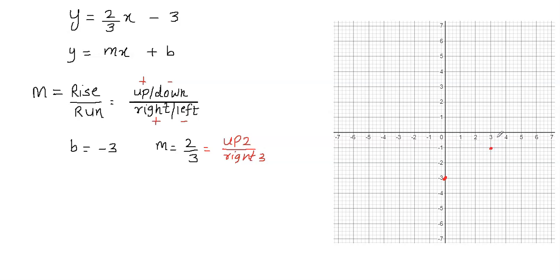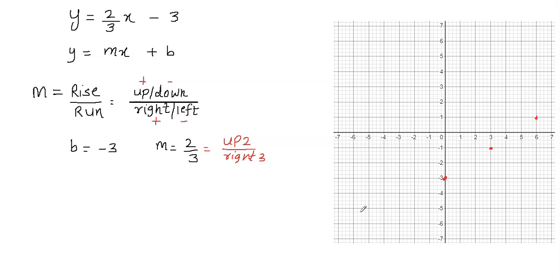And we can keep repeating this process to plot a few more points on the graph. So let's do that. Again, going up 2, to the right 3. So 1, 2, 1, 2, 3. I got another point, and I cannot go beyond this point because I'm running out of space.